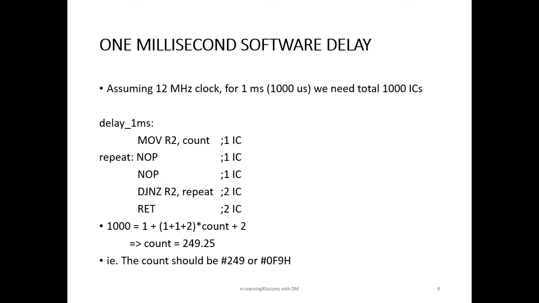In the next step we will calculate the value of count variable that will generate the required delay. The following calculations are done as shown and we find that the count variable should be 249. So we replace the count variable with 249 in this subroutine in order to generate 1 millisecond delay. You should realize that this subroutine is not doing any useful task except generating a time delay.